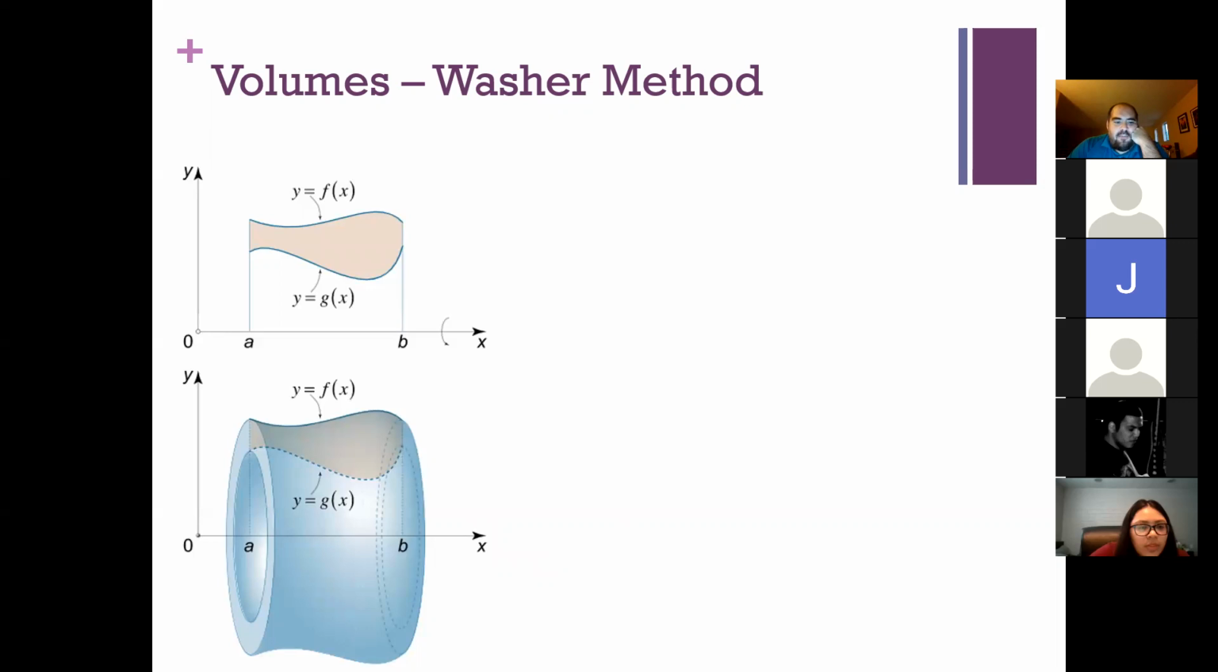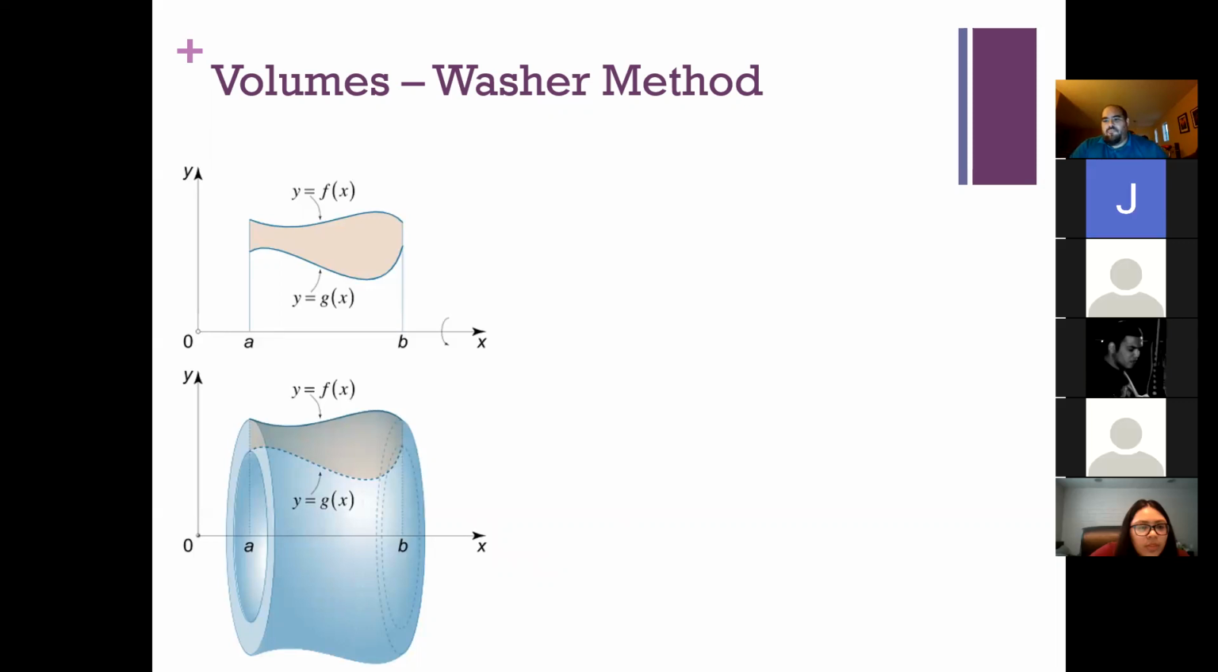I'm very glad I put this in now. My internet cut out, but that's okay. So Alistair, hopefully this is what you're after. This is a much better graphical representation of what the washer method is doing. In this case, our region that we're going to revolve around the x-axis does not come in contact with the x-axis.